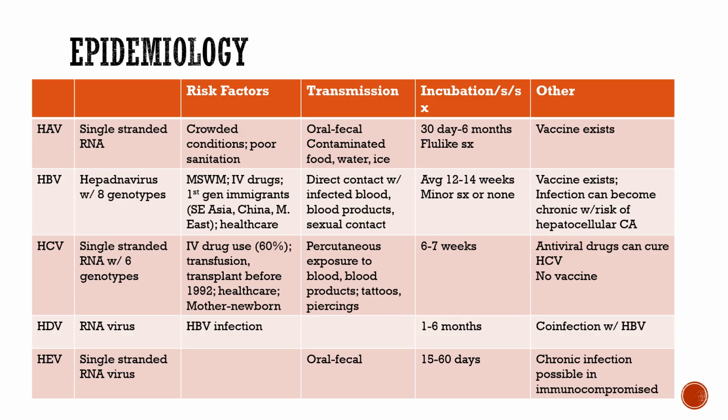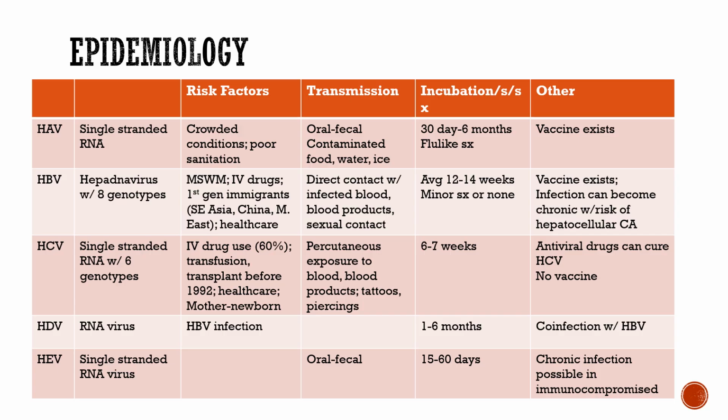Hepatitis A is a single-stranded RNA virus. The risk factors for contracting this are crowded conditions. Think nursing homes, daycare centers, where people have a lot of contact with each other. Also, places that have poor sanitation. The transmission is oral-fecal, usually through contaminated food, water, or ice. Typical would be someone who is infected and with poor hand washing, who then handles the food at a restaurant or on a cruise ship.